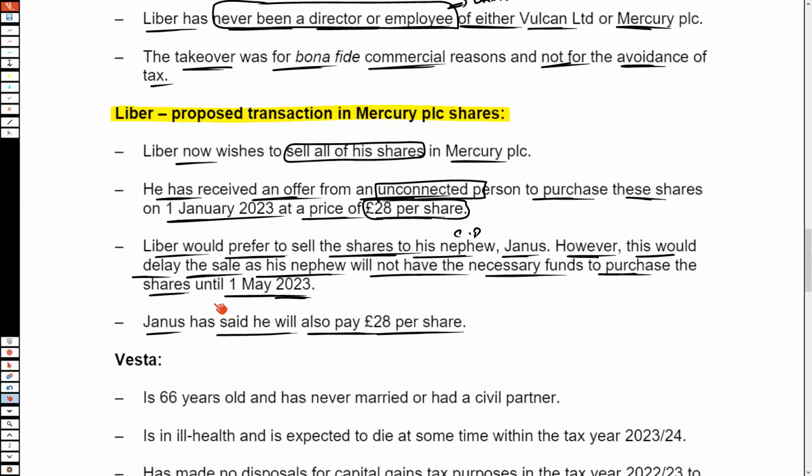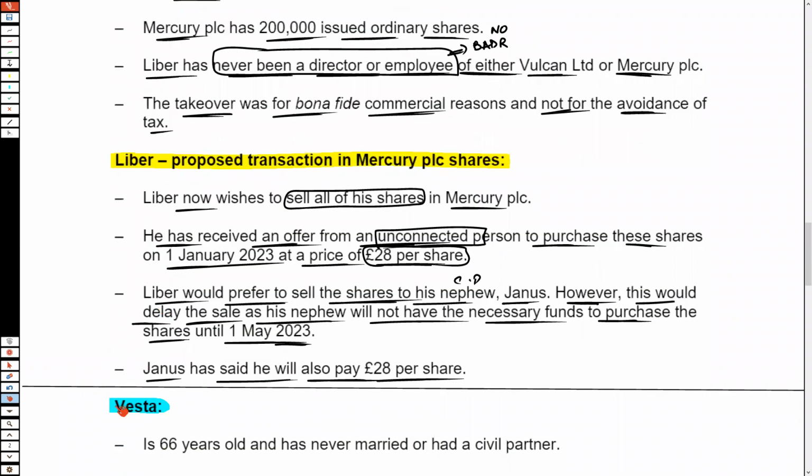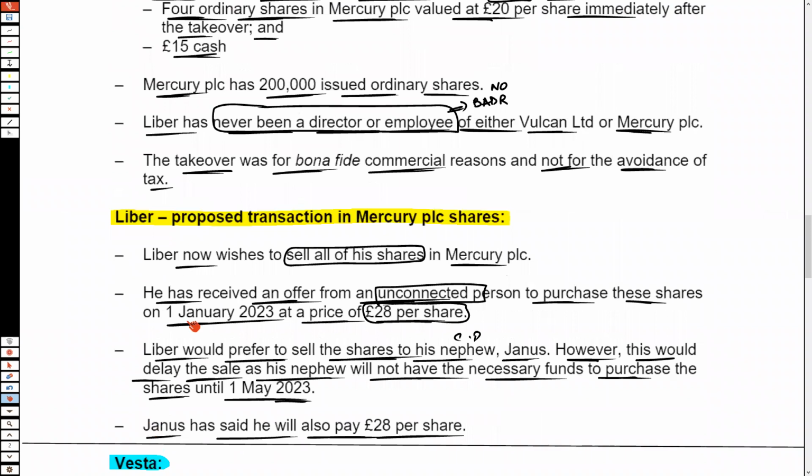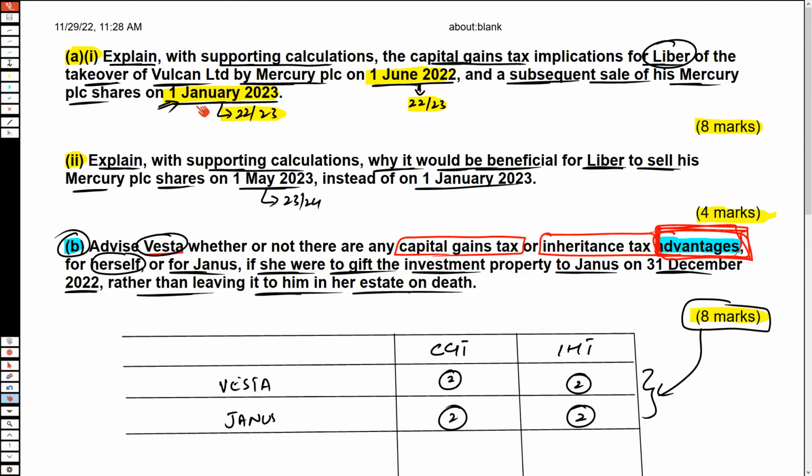So I'm not going to read the further statement with respect to the second person, because that pertains to Vesta, effectively the third thing which the examiner has asked under requirement 2. For the time being I'm not going to read about Vesta. We are going to solve the first two requirements.